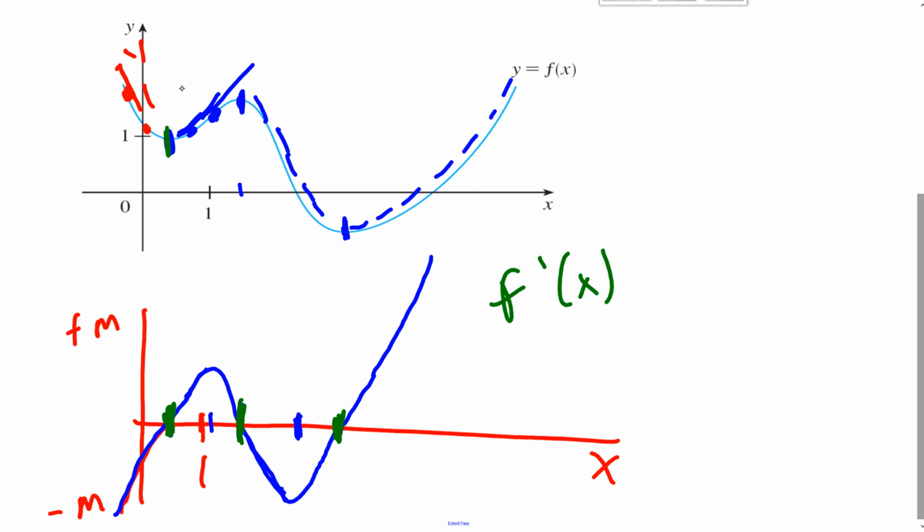Because at these points right here, if I have this point, my slope would be a horizontal line. Right here would be a horizontal line. And whenever we have a horizontal line, our slopes are zero, so that's why these are zero.